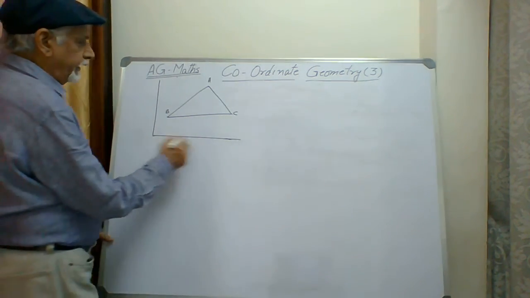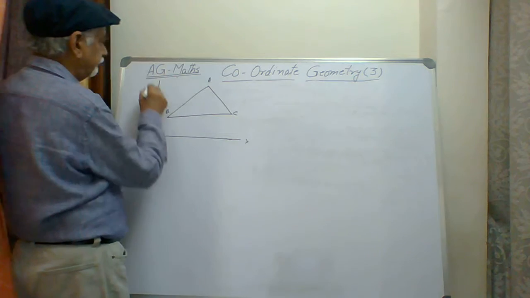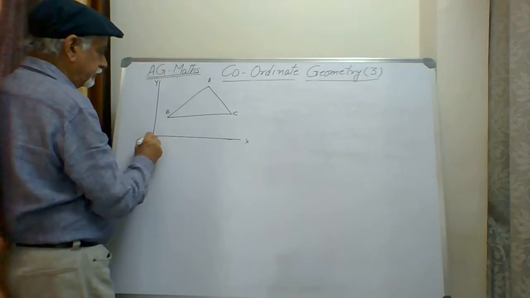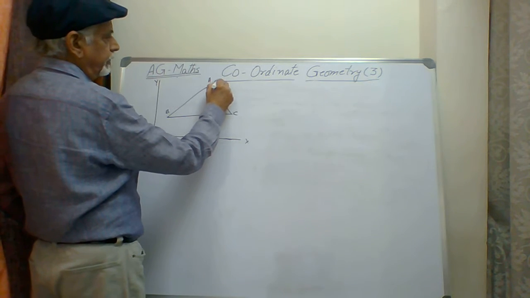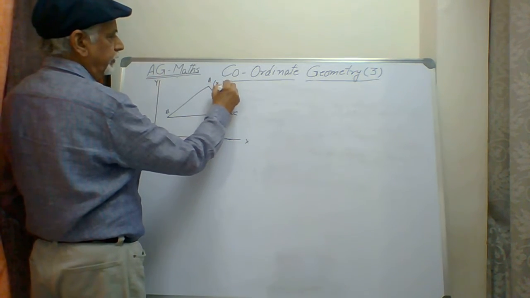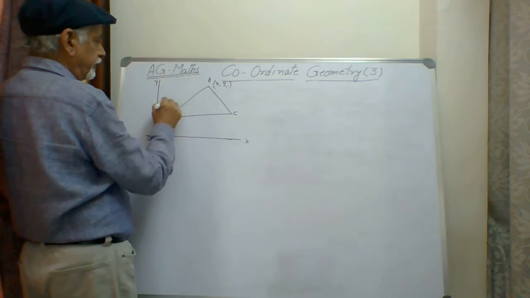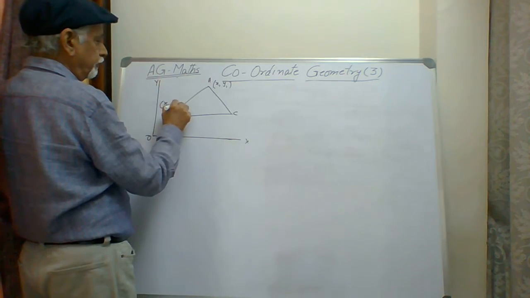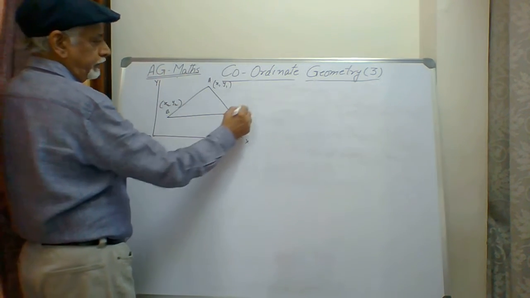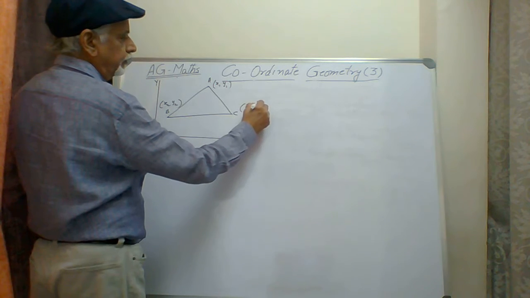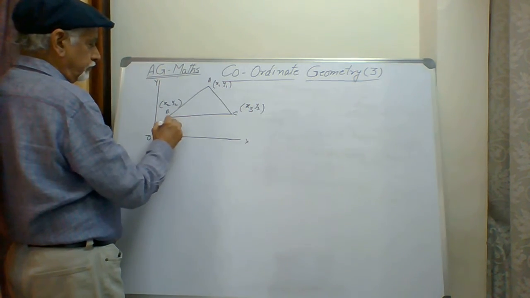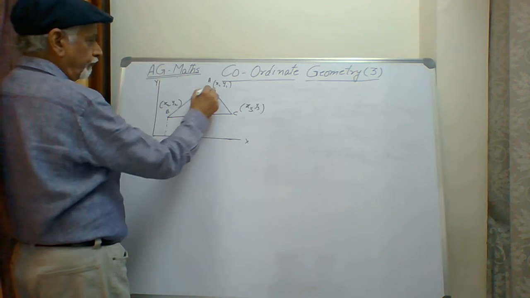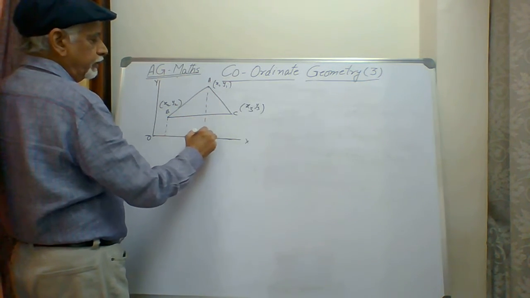These are the x-axis and y-axis. Origin. ABC is the triangle where A point has got coordinate x1, y1. B point has the coordinate of x2, y2. And C is x3, y3. Now I am dropping perpendiculars from all these points onto the x-axis.